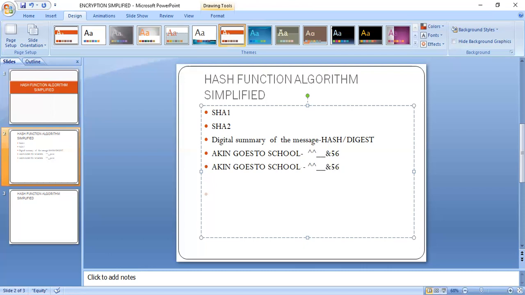But let's now assume that somehow the message was intercepted on the way. So instead of going Akin goes to school, somebody changed the message to Akin goes to the market. Somebody went to misinform you and changed the message to Akin goes to the market. So when you get the message, since you have the original hash that I sent to you, you too will perform the hash function operation, then you are going to get something else. That's what it means. So perhaps you're going to get something like this: 1, 2, 3.